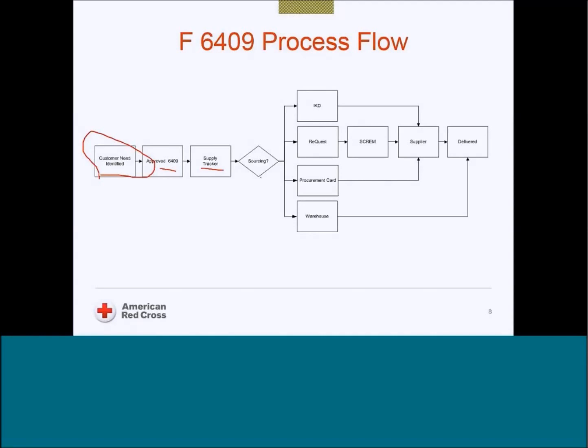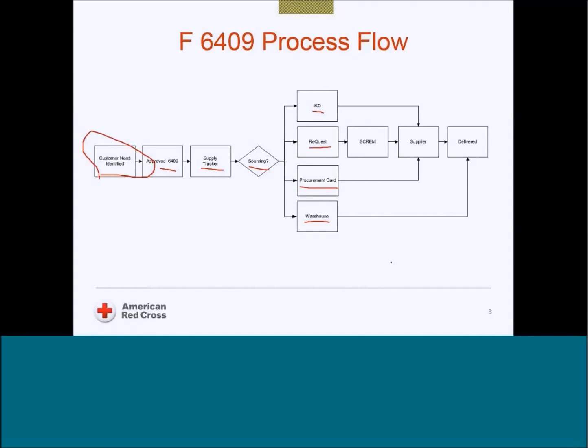Now, after it's in the tracker, one of the things supply is going to do is they're going to determine the sourcing. So when you complete the 6409, you do not have to determine where we are going to get this. Supply will determine that for you. And they're going to determine, is this an IKD? Is this going to be ordered through request? Are we going to buy it locally on a procurement card? Are we going to get it from the DRO warehouse?